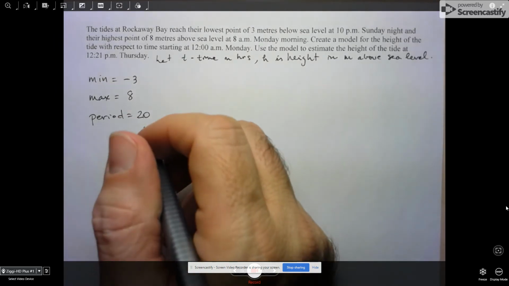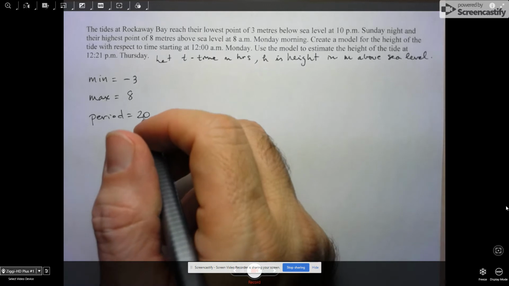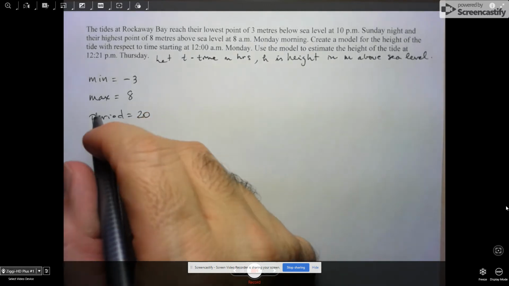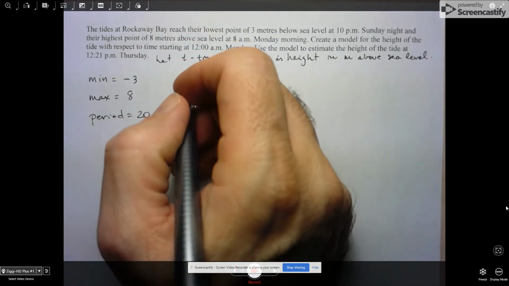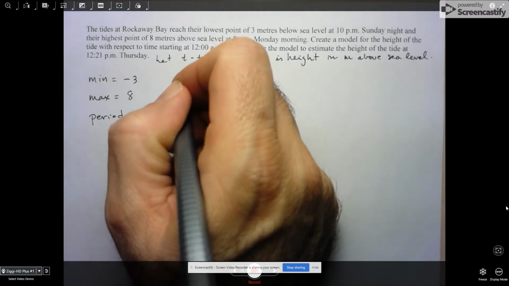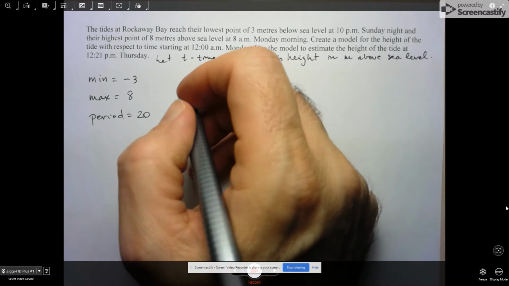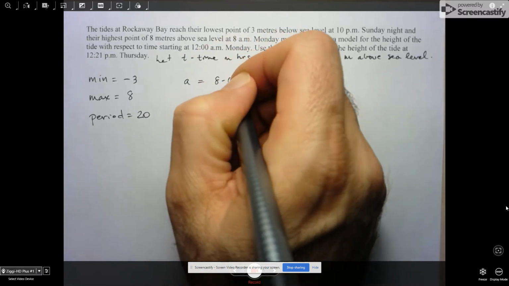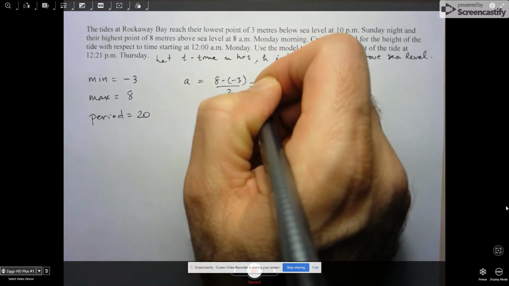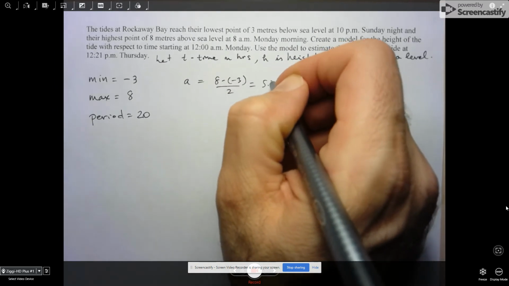All right, so we can start calculating a whole bunch of the parameters here, and I'm going to deal with the phase shift at the end. Let's deal with all the other stuff. So we've got our amplitude, which is going to be max minus min divided by 2. So that's 11 divided by 2 is 5.5.